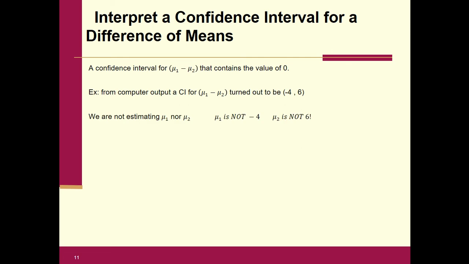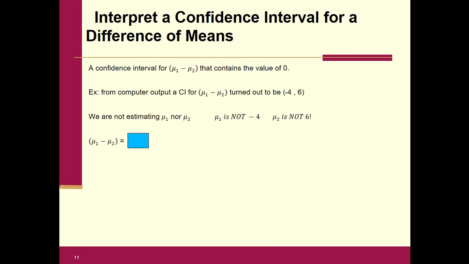So again, we are not estimating mu1 or mu2 by itself. So mu1 is not -4, mu2 is not 6. Okay. What are we estimating? We are estimating mu1 minus mu2. And we know it's located somewhere between -4 and +6. We don't know exactly where.